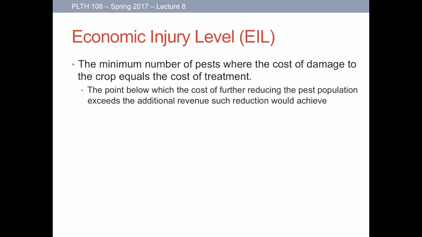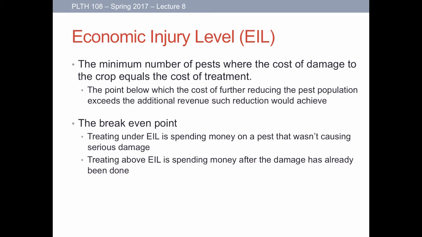So really, it's the break-even point. Treating under is spending more money than the damage it would cause. Treating above is spending money after the damage has already been done. So we're losing money on top of revenue loss from the yield. And as I mentioned, this is just a very popular tool in IPM. It's widespread. You'll oftentimes find when you're in systems where there aren't any other IPM resources, such as systems where biocontrol hasn't been looked at, there will be economic injury levels.